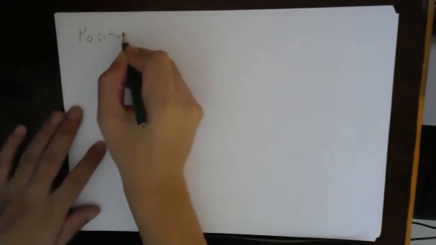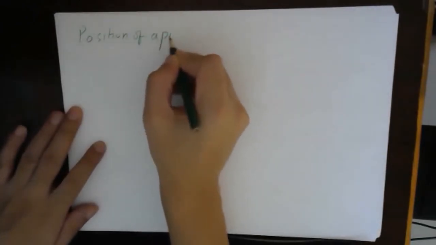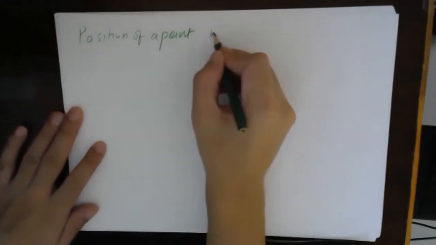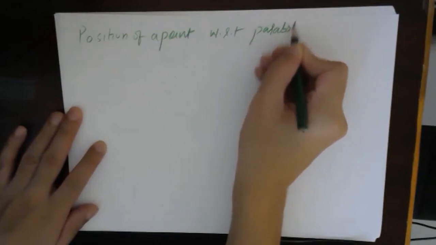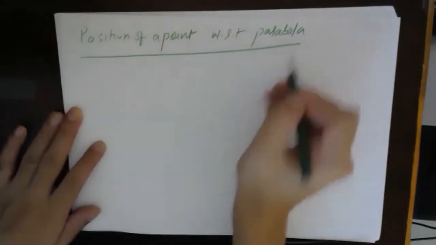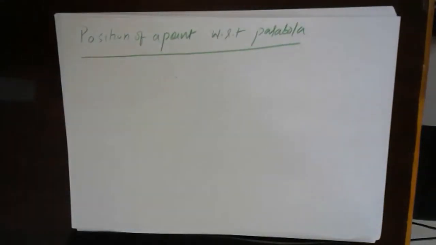Okay. The next concept is the position of a point with respect to the parabola.